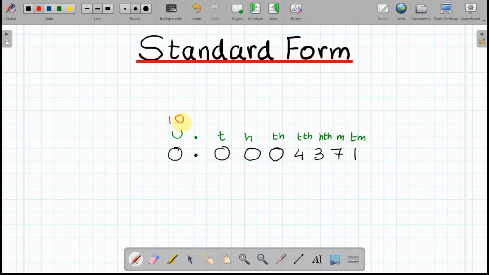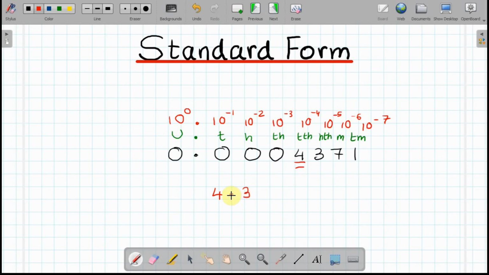As we know from before, the units was 10 to the power 0, tenths was 10 to the power minus 1, hundredths is minus 2, 10 to the power minus 3 here, 10 to the power minus 4, 10 to the power minus 5, millionths is 10 to the power minus 6, and 10 millionths would be 10 to the power minus 7. Now to write it in standard form, I look at the first non-zero digit from the left, which is this one here. Okay, 4. So I'm going to write 4 as my unit.